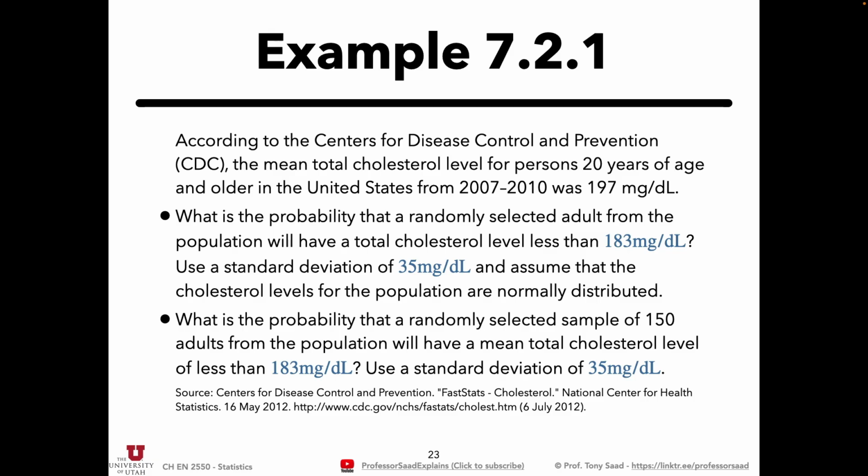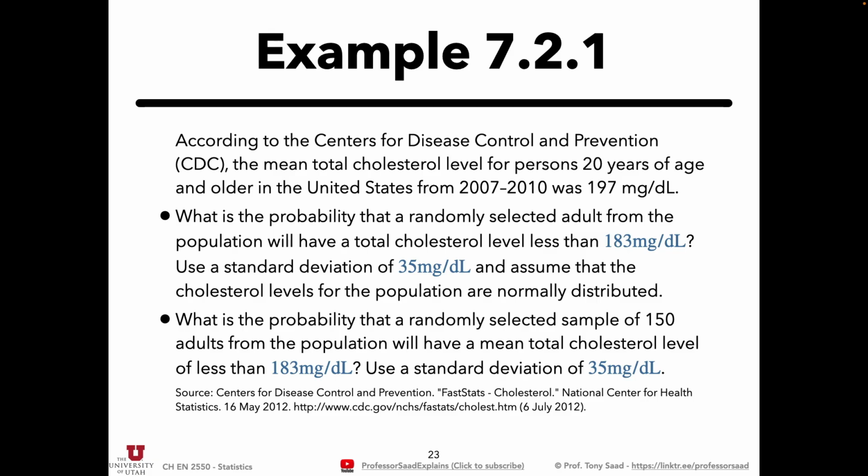So the mean total cholesterol level for persons 20 years of age and older in the US from 2007 to 2010 was 197 milligrams per deciliter. Now, the first question is, what's the probability that a randomly selected adult from the population will have a total cholesterol level below a given value in milligrams per deciliter? Use a standard deviation of 35 milligrams per deciliter and assume that the cholesterol levels are normally distributed in the population.